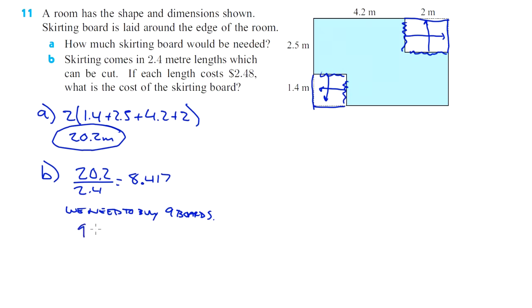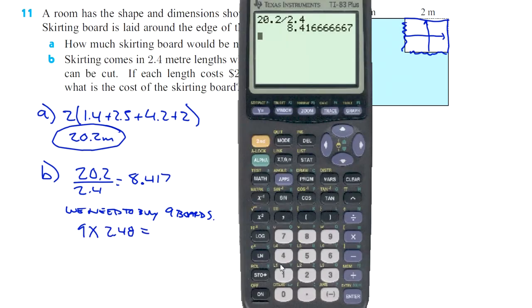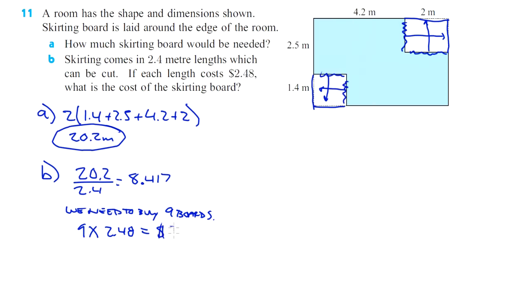So we just need to do 9 times 2.48, and that'll give us the total cost of all the skirting boards. 9 times 2.48 gives us 22.32. And the nice part about that is you'll have a little bit of extra left over in case you make some bad cuts or you mess stuff up. Okay? Okay, let's move on to the next one then.